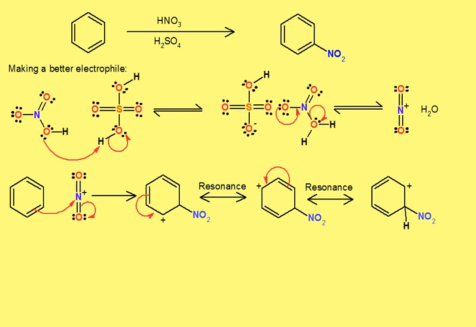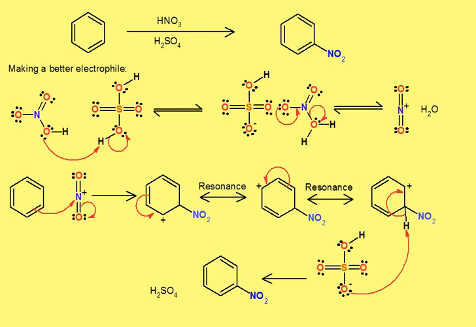Now, to finish off the reaction, we have to restore aromatic nature. So the hydrogen sulfate, the conjugate form of the sulfuric acid, can use a pair of electrons on the oxygen, picking that proton back up that it originally lost to the nitric acid. And the electrons in that carbon to hydrogen bond are returned to the ring to restore the aromatic nature. And we get a final nitrobenzene product and a catalytic sulfuric acid returned.